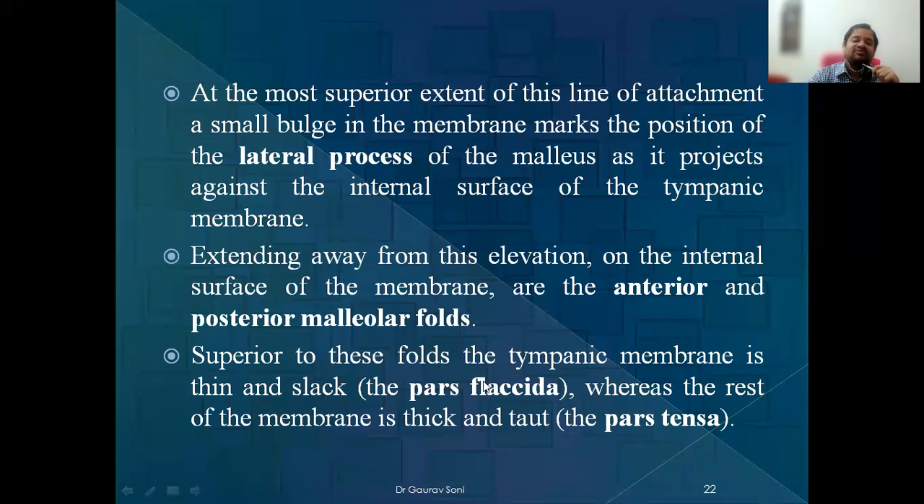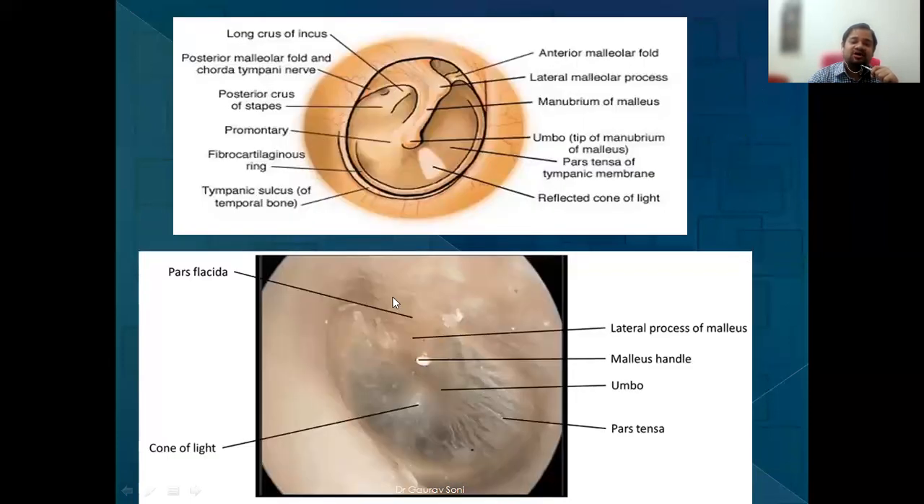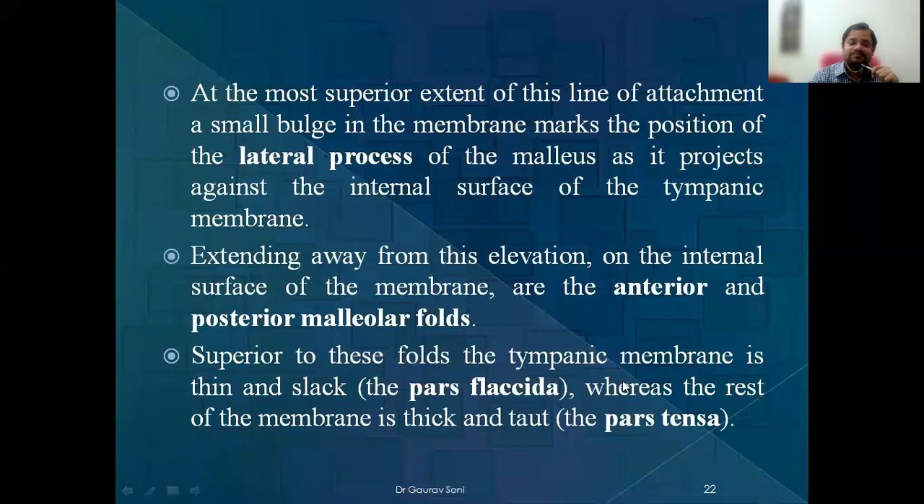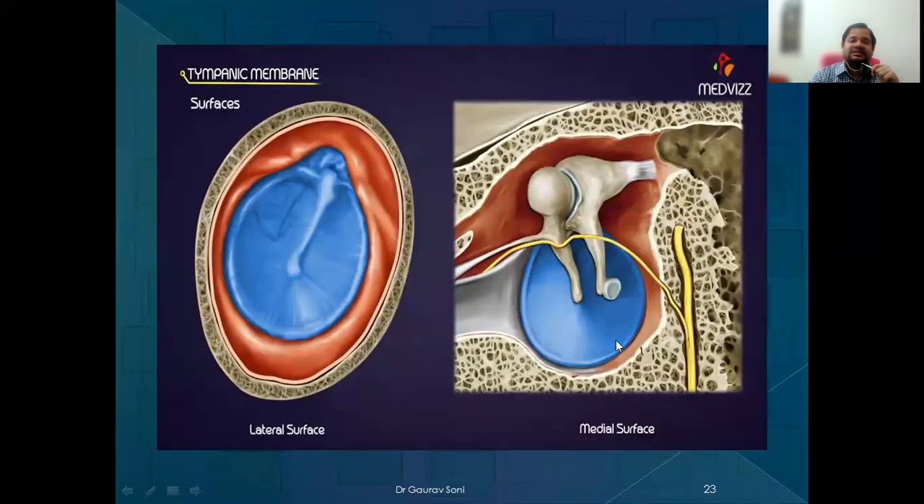So pars tensa and pars flaccida are the two parts of the whole tympanic membrane, which we can divide on the basis of tension, strength, or thickness. Okay, so pars tensa is basically the lower part, pars flaccida will be the upper side. So the part of the tympanic membrane superior to the fold, which is thin and slack, will be pars flaccida. The rest of it will be pars tensa. So from here also you can see both the views.